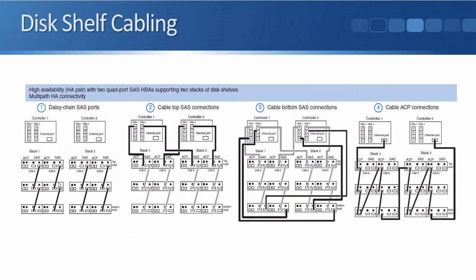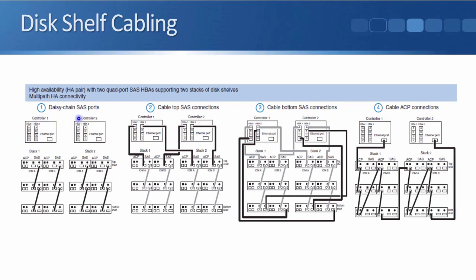Next, let's see how to do the cabling between our controllers and our disk shelves. So the example here is for a high availability pair, two controllers with two quad port SAS HBAs, and we've got two stacks of disk shelves. When we do the cabling, it's split up into doing it in different sections to simplify it. So the first thing we do is we daisy chain our SAS ports.